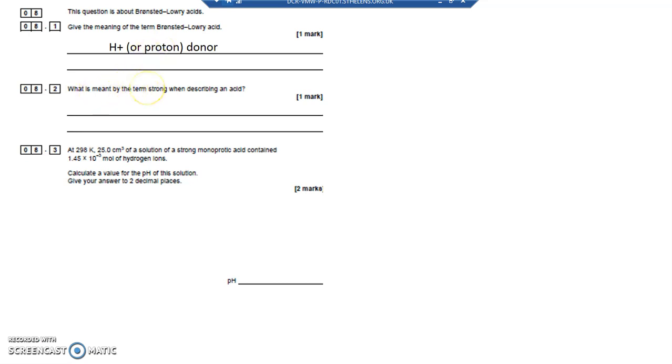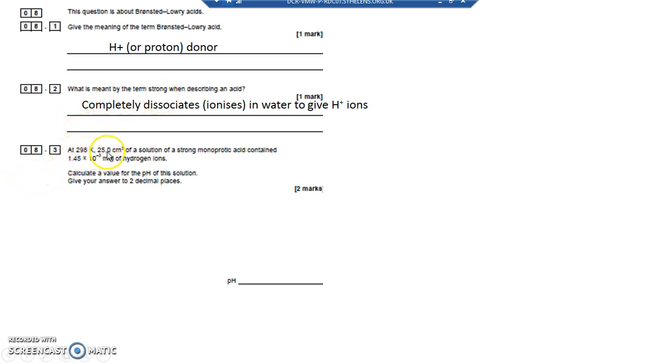What is meant by the term strong when describing an acid? It means when you put it into water it completely dissociates into H+ ions. Completely dissociates in water to give H+ ions. You can use the word ionizes if you prefer rather than dissociates.